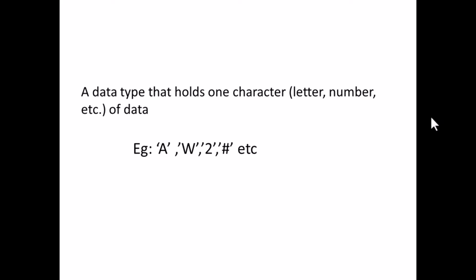special character. For example, we have here A, we have here W, 2, hash. So this A is just a character, W is just a character, likewise 2 and hash. So a char data type holds one character. You can't add AB making it 2 characters. No, it can only hold one character. That is what a char data type is.